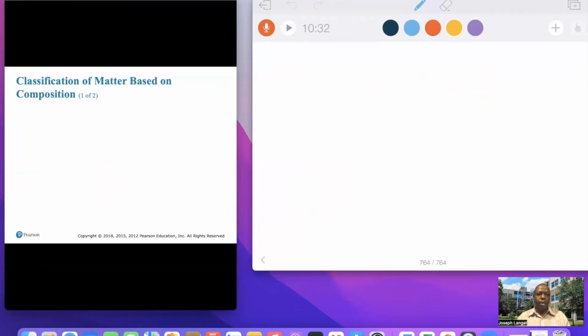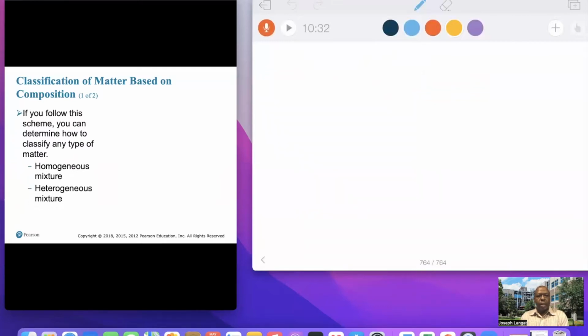Know that. Okay, let's move on to classification of matter based on composition. This is where we look at mixtures. There are two types of mixtures, heterogeneous and homogeneous. When we say homogeneous, I need to have an E right here, homogeneous mixture.